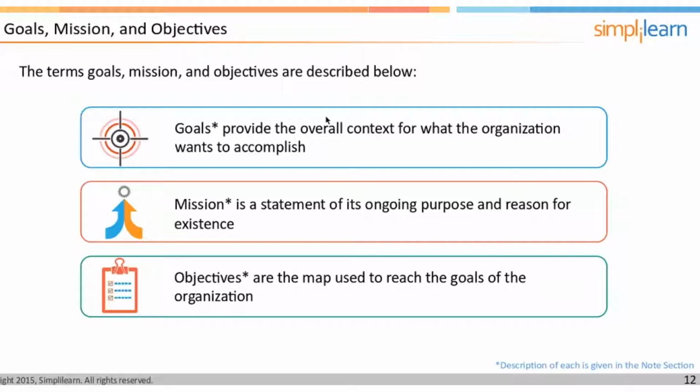So the next one I want to read out is for ISC square. It says, support and provide members and constituents with credentials, resources, and leadership to secure information and deliver value to society. Right. So that is the mission statement of ISC square. And nowhere do they mention that we will conduct the CISSP exam and things like that. That's not really the mission.